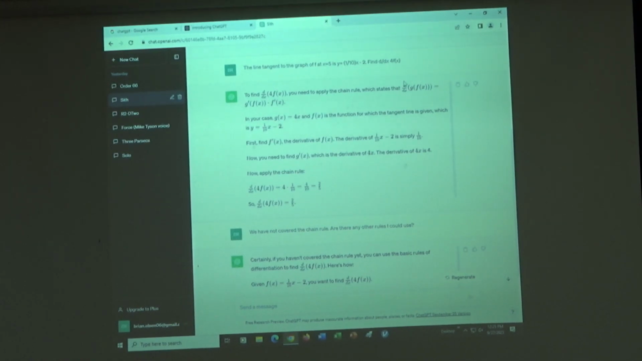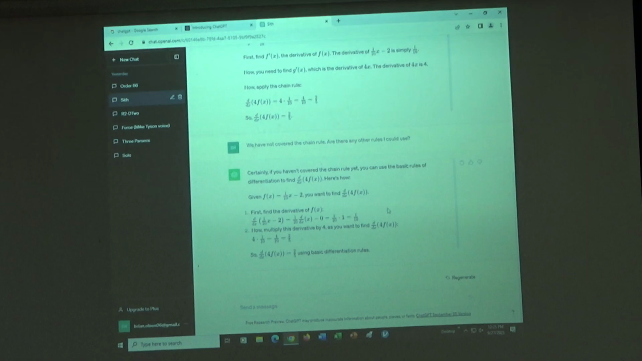And here's an example of what I was just talking about. It said to apply the chain rule to solve this problem. Well, again, we have not covered the chain rule, so I just asked it, is there any other rules I can use? And then it just breaks it down that one step lower to the basic differentiation and gets to the end that way.